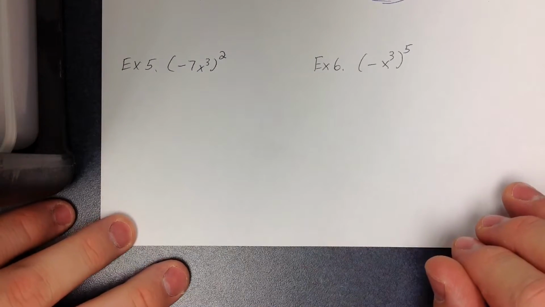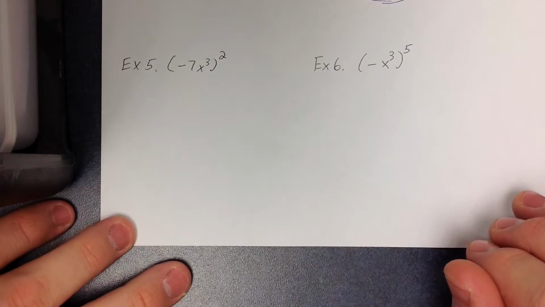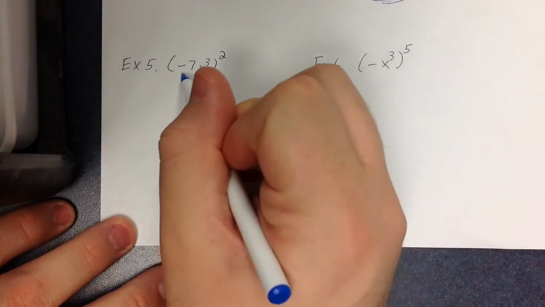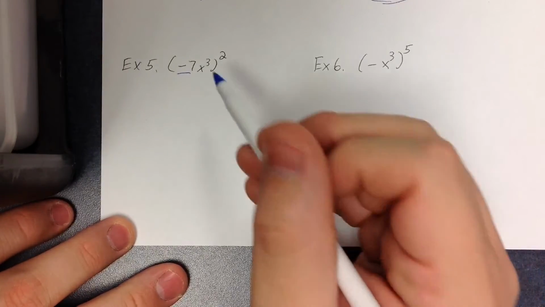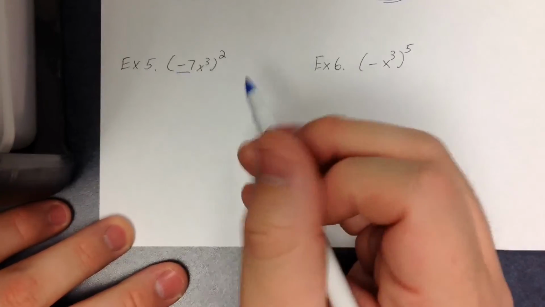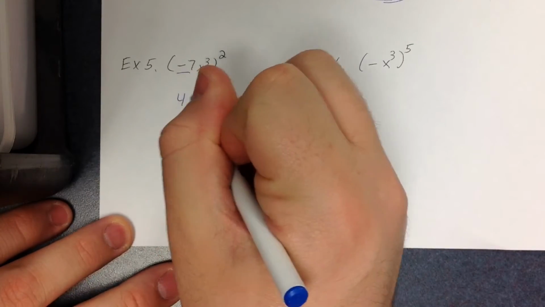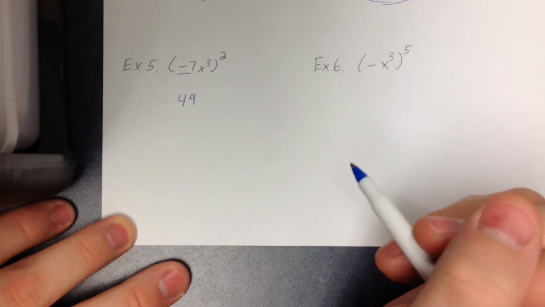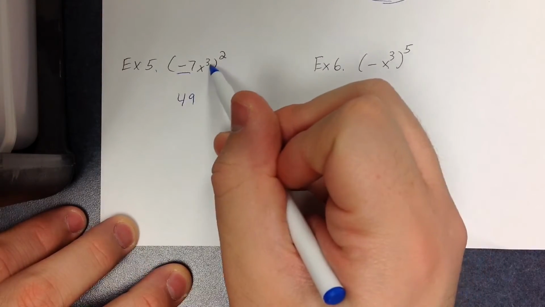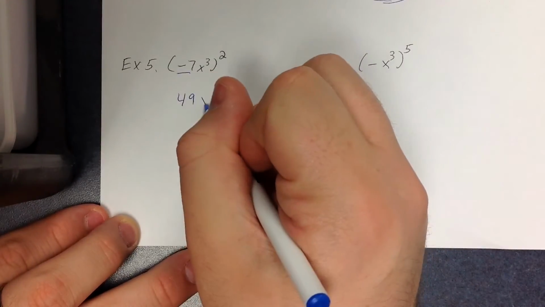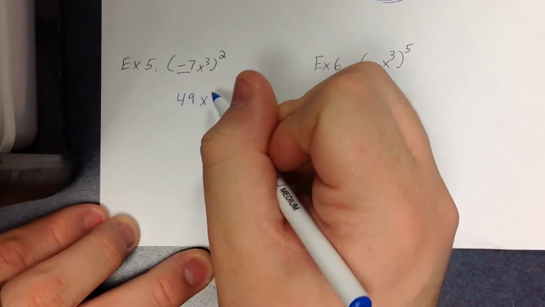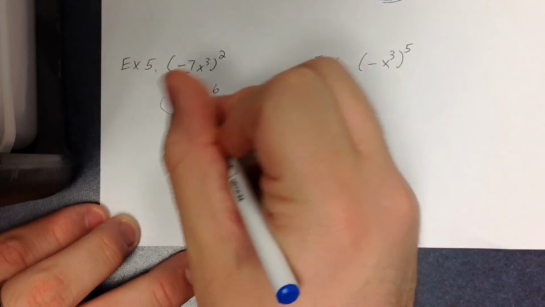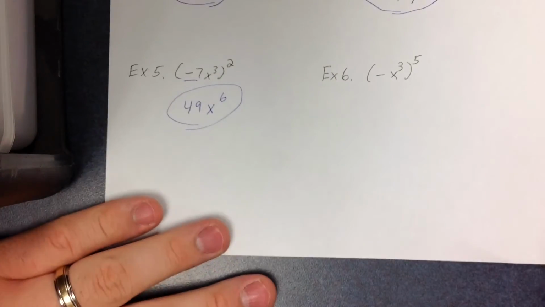Example 5, (-7x^3)^2. So again, my coefficient, which is negative 7, squared, which means negative 7 times negative 7, is positive 49. Then again, I multiply the exponent of the variable by the number on the outside. So 3 times 2 is 6. So 49x to the 6th.